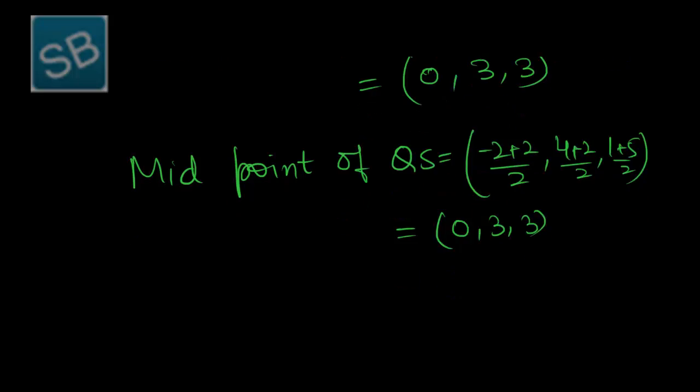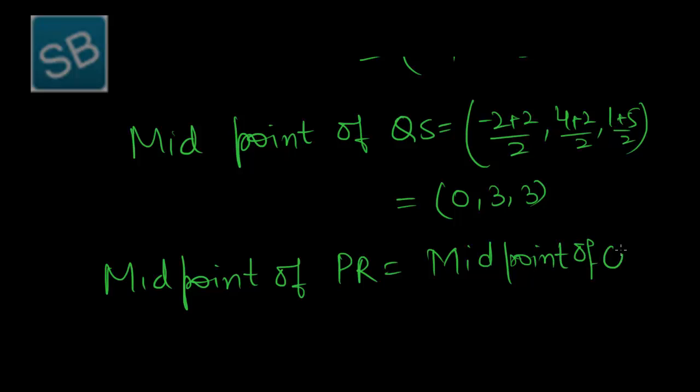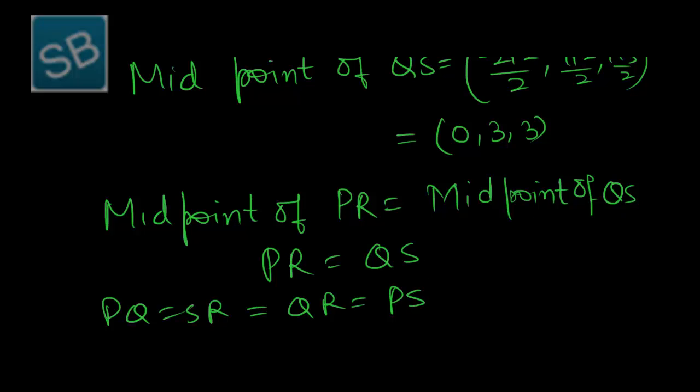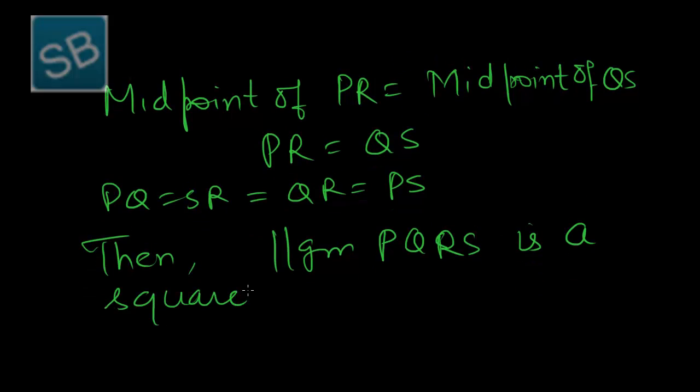So as we see, midpoint of diagonal PR is equal to midpoint of QS, and as PR is equal to QS and as we have PQ is equal to SR is equal to QR is equal to PS, then parallelogram PQRS is a square, because this is the property of square. So PQRS is a square.